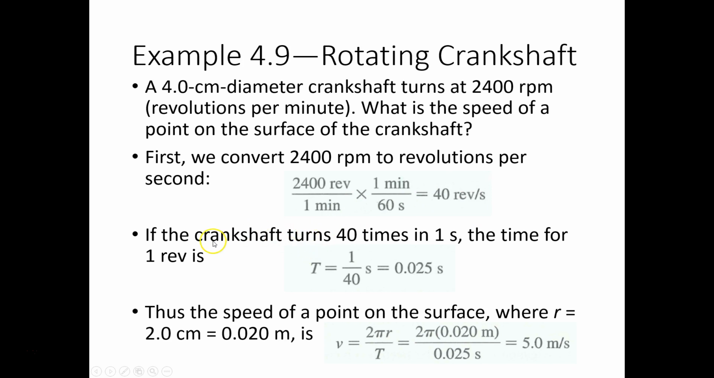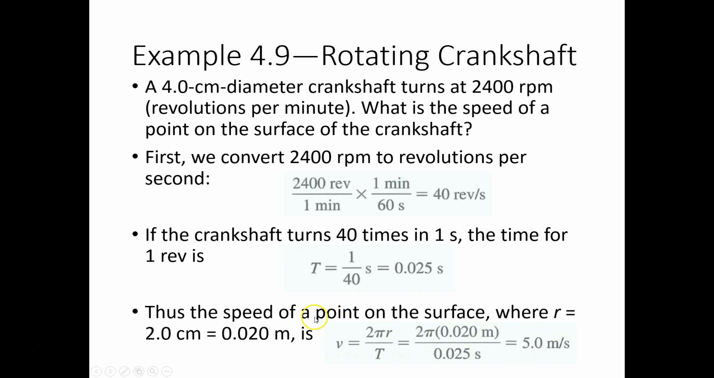If the crankshaft turns 40 times in 1 second, the time for one revolution would be 0.025 seconds. So all we did here is we said the period is equal to the inverse of this thing here, which is really the frequency. So now we know how long it takes for one revolution.